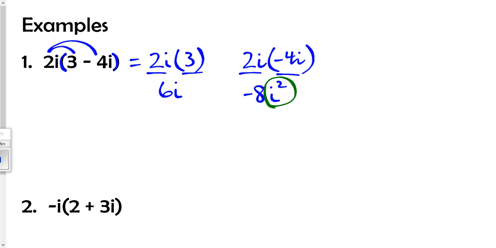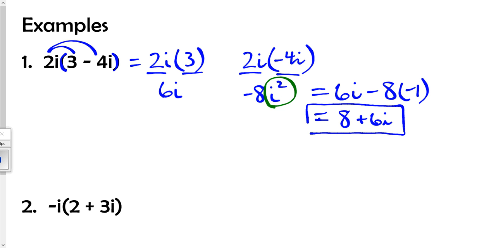But what is i squared really? It's really that -1. So we could say that this statement is now equivalent to 6i minus 8 times -1. Well, what's -8 times -1? Well, +8. Writing that in standard form, the 8 is the real number value, so it goes first. The 6i is positive, so plus 6i. Again, we're writing the answers in standard form, which is why I had to write the 8 first, followed by the 6i.